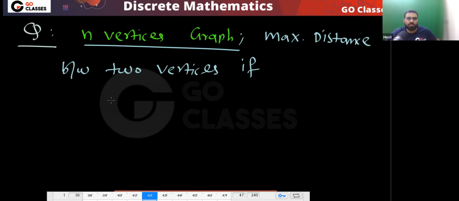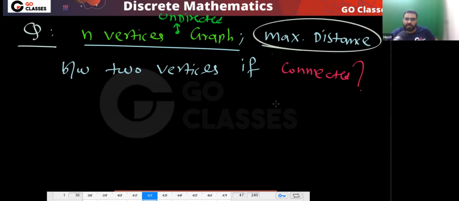Let me consider only an undirected graph. For an undirected graph, what is the maximum distance between two vertices if it is connected? The maximum distance you can have is basically n minus 1. This is the maximum distance you can have between two vertices if it is connected. Correct. Very simple.